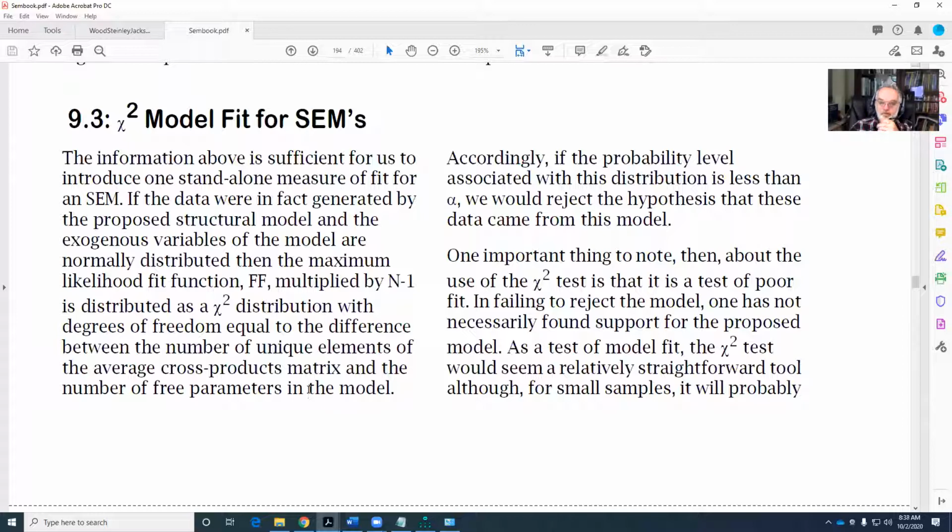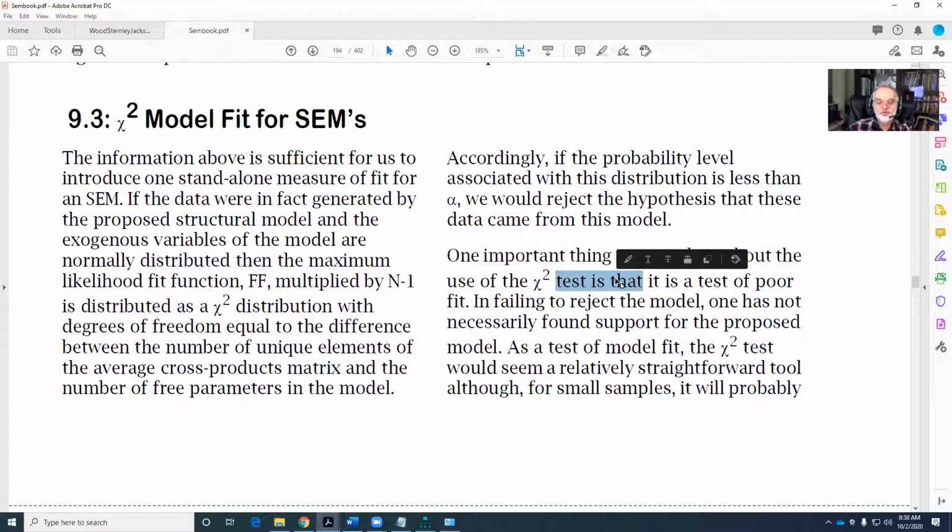What this means is that the use of a chi-square test is a test of poor fit. And I guess it's a source of minor frustration on committees and some extended manuscripts when researchers will say, I did an SEM and my chi-square is very, very significant, so I know this is great. It's not good.